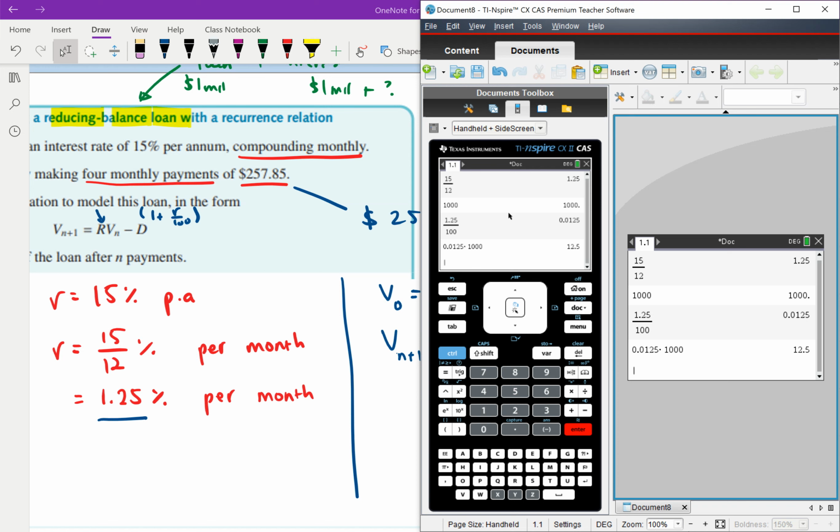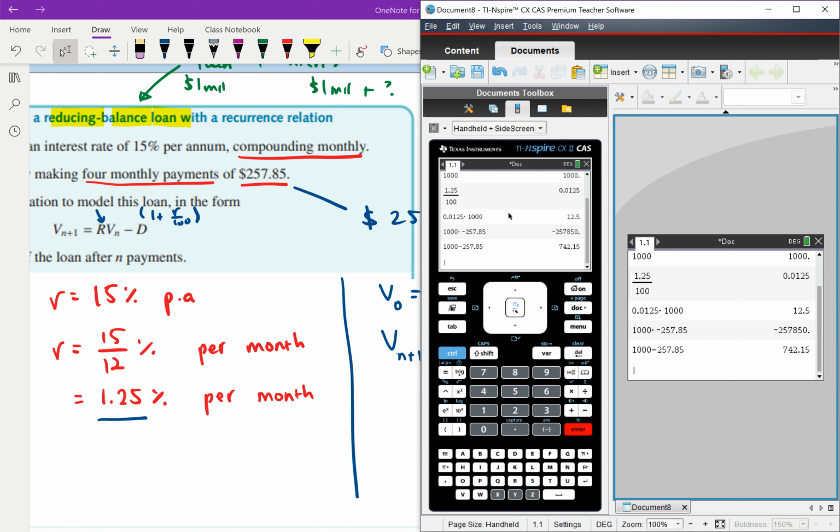Now, I'm paying them back monthly, minus $257.85. That's how much I'm minusing. So I'm starting off with $1,000 normally. This is how much I pay back. 1,000 minus 257.85. This is how much I would owe. But remember, it's not just $742.15. It's also including $12.50 because that's the interest that I need to pay back.